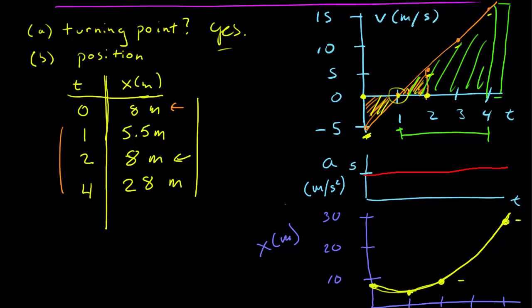So given a velocity versus time graph, we can find the acceleration by finding the slope of the graph, and we can find the change in position by finding the definite integral, or the area underneath the graph between 2 points in time, and then use that change in position to find the location at different points in time.